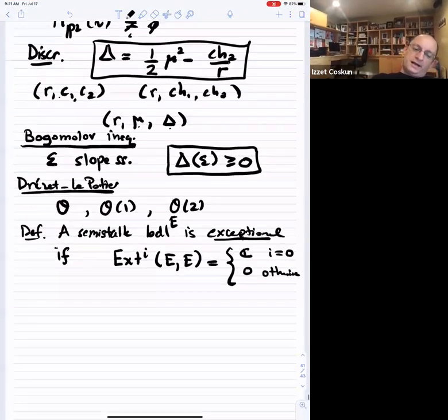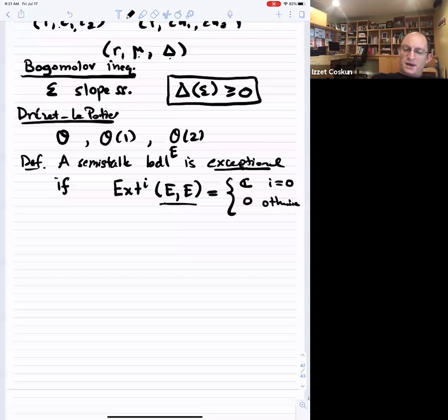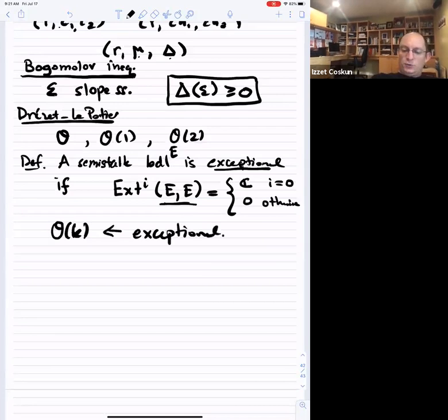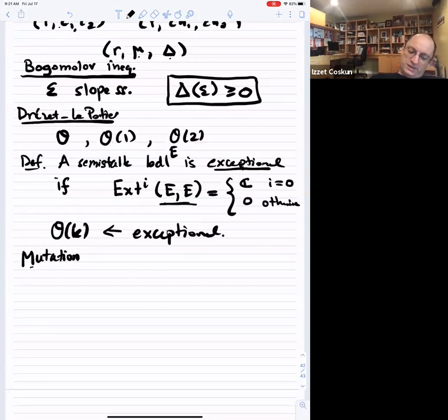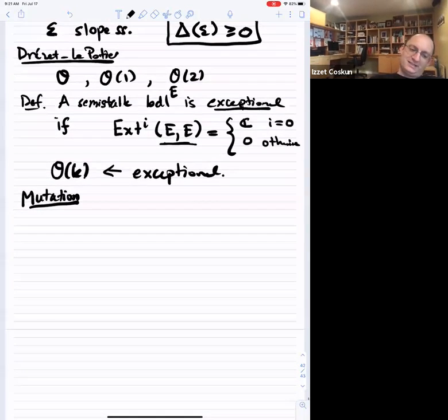All right. So now let's understand what the exceptional bundles are, okay? So the way you understand, so first of all, the line bundles are exceptional. So these are exceptional. And it turns out that you can make new exceptional bundles from old ones by something called mutation. So now what's a mutation? The mutation is like this.